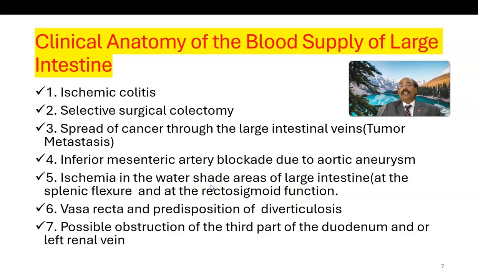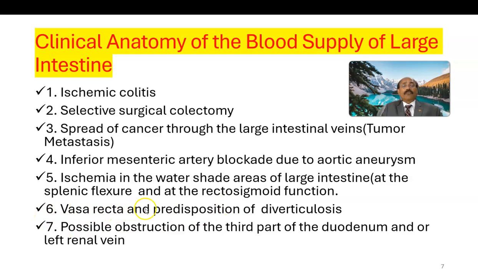Here, one artery and the other artery begin, like in the splenic flexure, the superior mesenteric artery and the inferior mesenteric artery. Like the rectosigmoid junction, the inferior mesenteric will get contribution from below from the internal iliac artery.